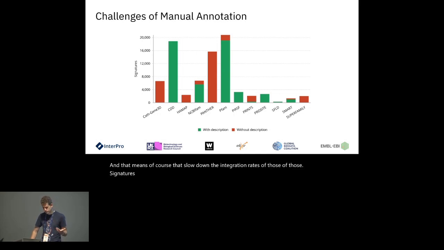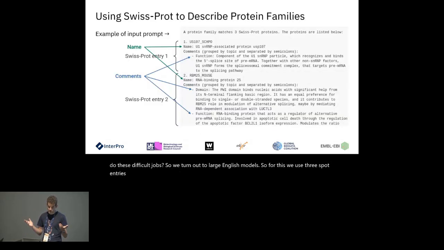So we thought, how can we increase the rate of integration? How can we help curators do this difficult job? So we turned to large language models. For this, we used Swissprot entries because it's the reviewed section of UniProt KB. It has high quality, manually curated annotations.